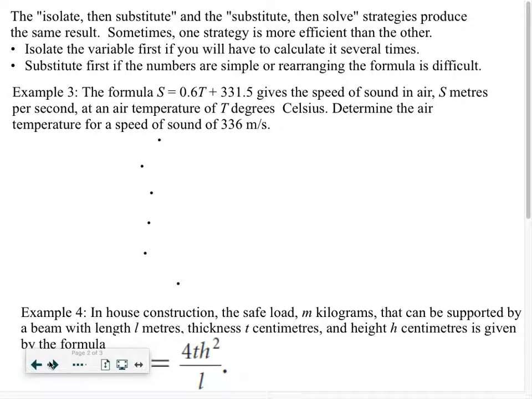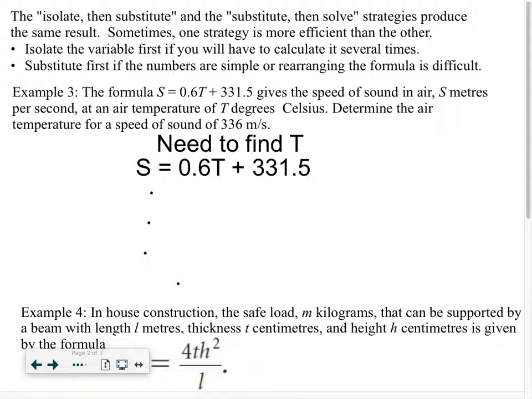Okay, this next one we have S equals 0.6T plus 331.5, which gives the speed of sound in air. We've got S in meters per second and air temperature is T. Determine the air temperature if I give you a speed. So we need to find T.